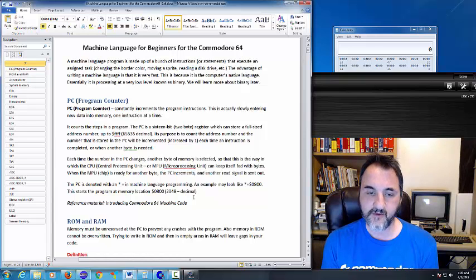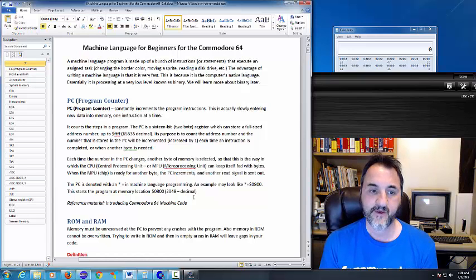Now, one of the most important things before I go into the next part is knowing where to store your program in memory, and that's why we're going to be covering something called the PC, or the program counter. The program counter constantly increments the program instructions. This is slowly entering new data into memory, one instruction at a time. But like I said, we'll see this later in CBM PRG Studio. It counts the steps in a program. The PC is a 16-bit, 2-byte register which can store a full-size address number up to $FFFF, which is 65,535 in decimal. And the $ with the F, that's hexadecimal.